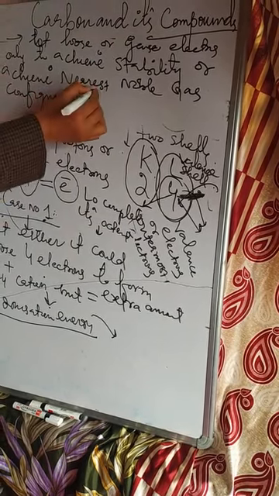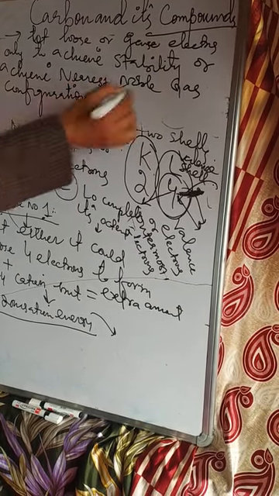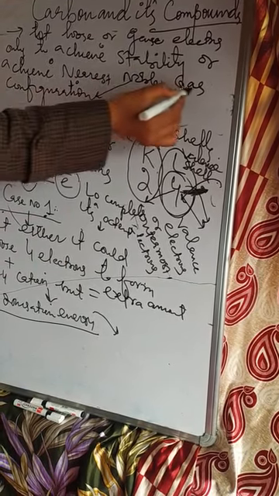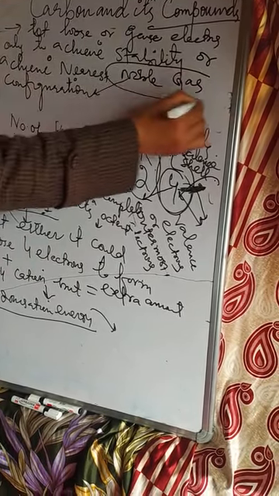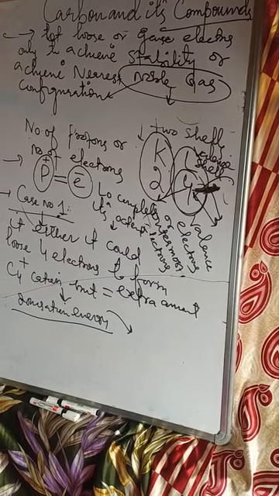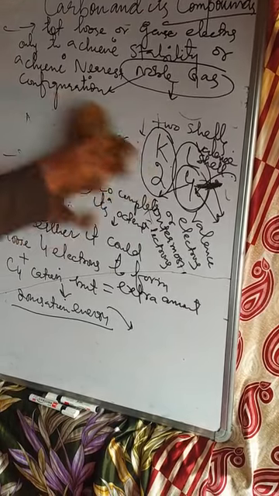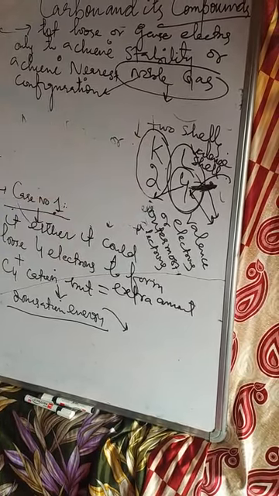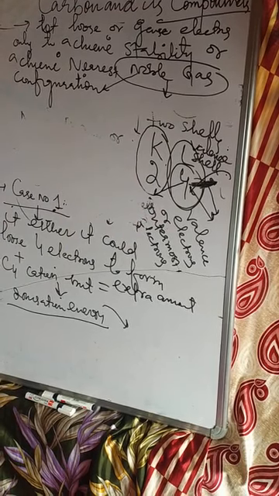I told you people regarding these noble gases, they are stable at room temperature. They neither lose nor gain electrons, because their last shell is complete. Their octet is actually complete. So as far as this carbon is concerned, there are 2 cases.